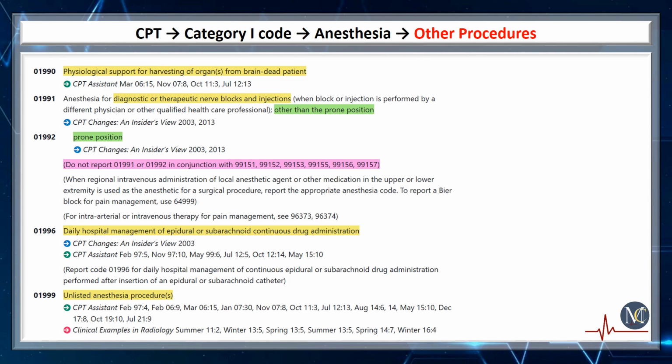Next and last code of the CPT anesthesia is 01999, unlisted anesthesia procedures. Use this code to report procedures in the anesthesia section that do not have a specific code.